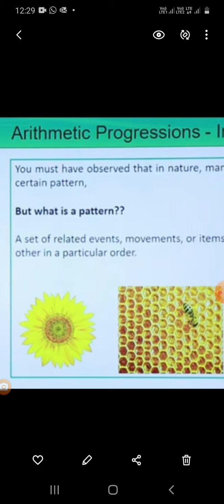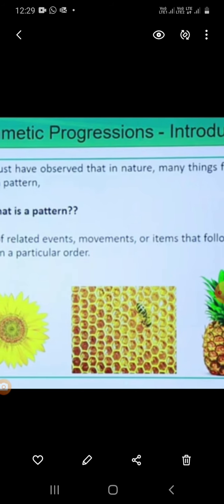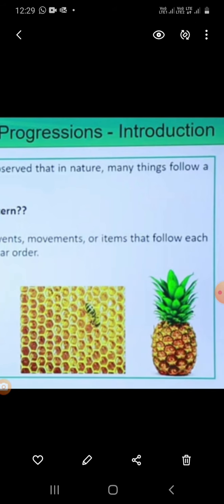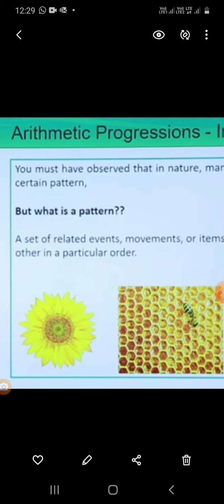The first one is a sunflower. The petals of the sunflower, how these petals are arranged in an order. That is why this flower looks so beautiful. The same thing, the honeycomb is also arranged in an order. That is why it looks so beautiful. As well as the pineapple also looks beautiful because these are all arranged in a particular order. Pattern means nothing but a particular order.